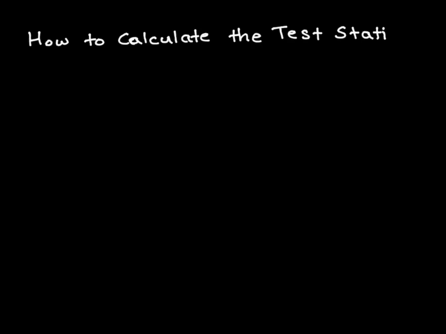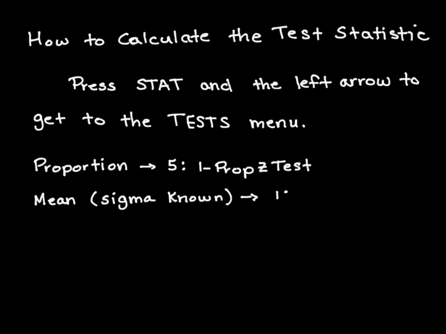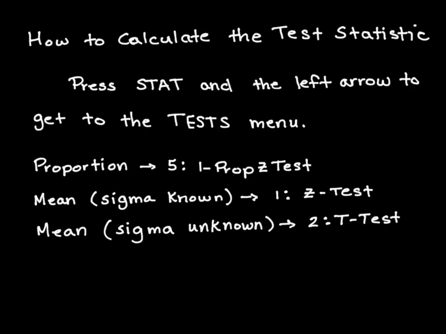So how do we calculate our test statistic? We're going to use the graphing calculator to do this, and depending on the problem, you may be working with a proportion and you're going to use one prop z-test. It may be a mean with sigma known, and then we use the z-test. And if we are testing about a mean and sigma is unknown, then we use the t-test. So I'm going to use one of those, and whichever is appropriate for that particular problem.